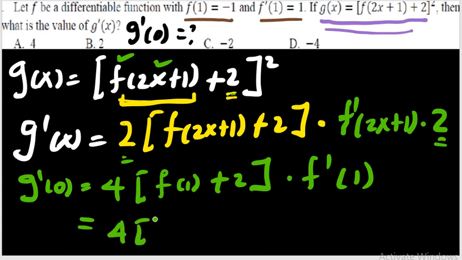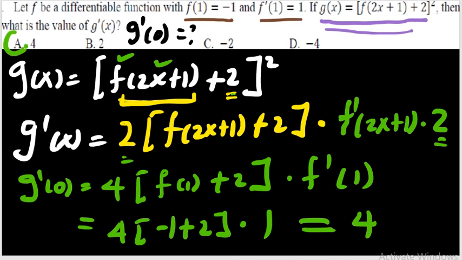So 4 in big bracket, f of 1, it's given to you as negative 1. So negative 1 plus 2, then times f derivative at 1 is 1. So negative 1 plus 2 will be just 1, and 1 times 4 is 4, and 4 times 4... finally the answer will be 4, which is found at A. Okay, let's proceed to the next one.